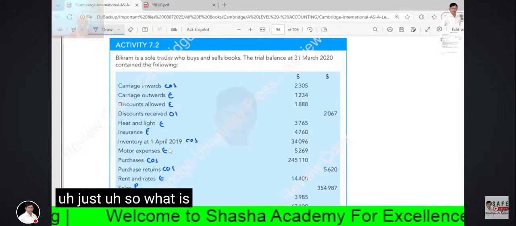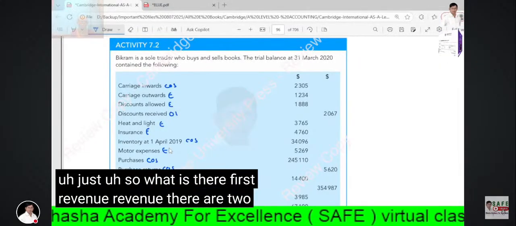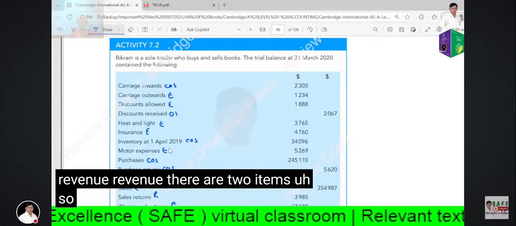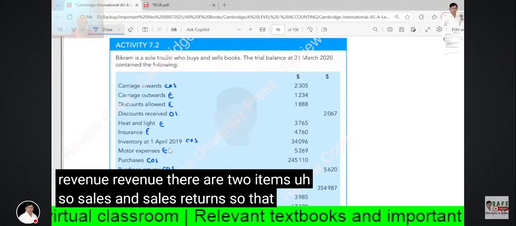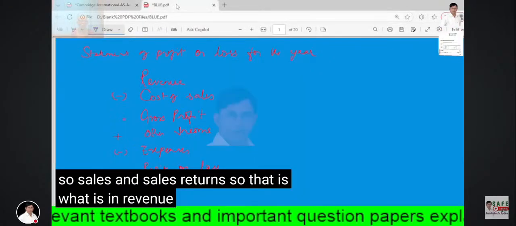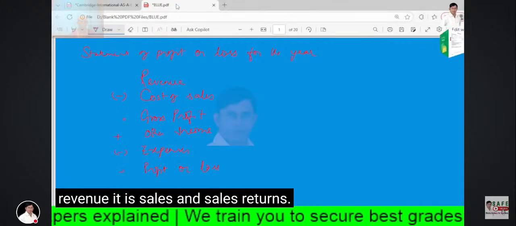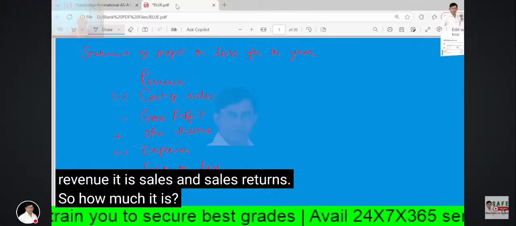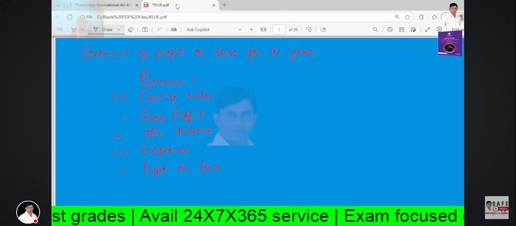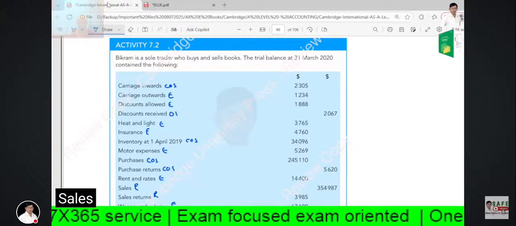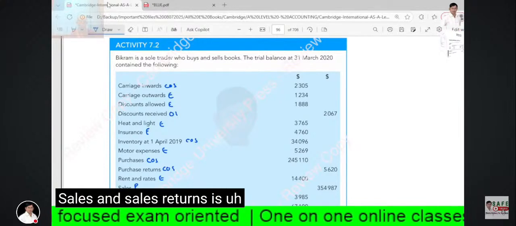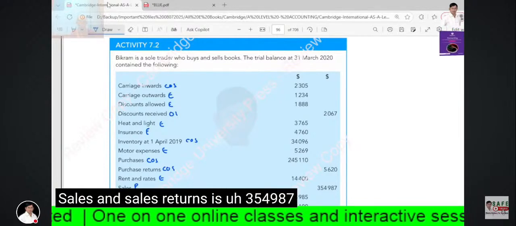So what is there first? Revenue. There are two items, sales and sales returns. So that is what is in revenue, sales and sales returns. How much is it? Sales and sales returns is 354987.